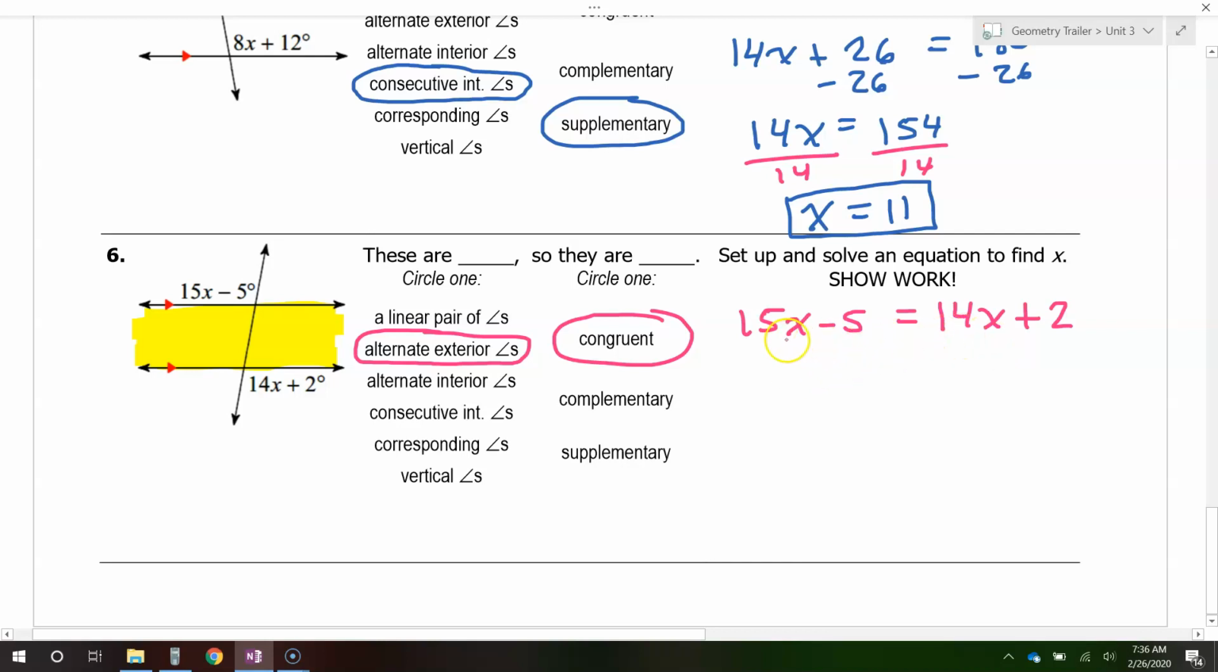So these terms are on opposite sides of the equation. So I'm not going to just combine them. I need to subtract 14x from both sides to get them together. That way these cancel each other out. 15 minus 14 is 1. So I'm just going to have 1x, or just x minus 5 is equal to 2. And then to get x by itself, I just add 5 to both sides. So that tells me that x is equal to 7.